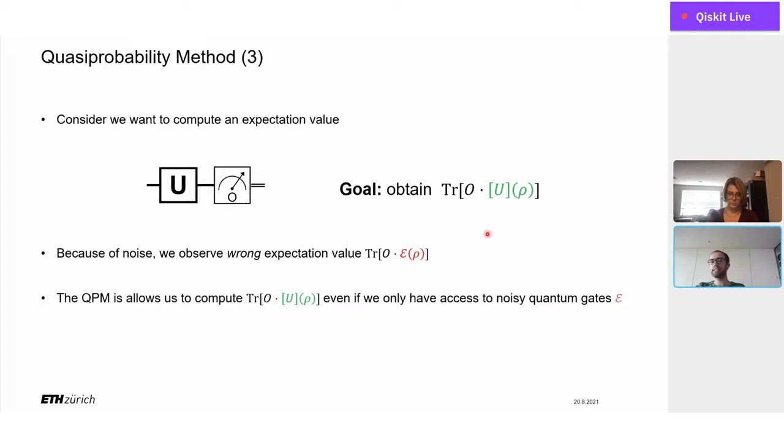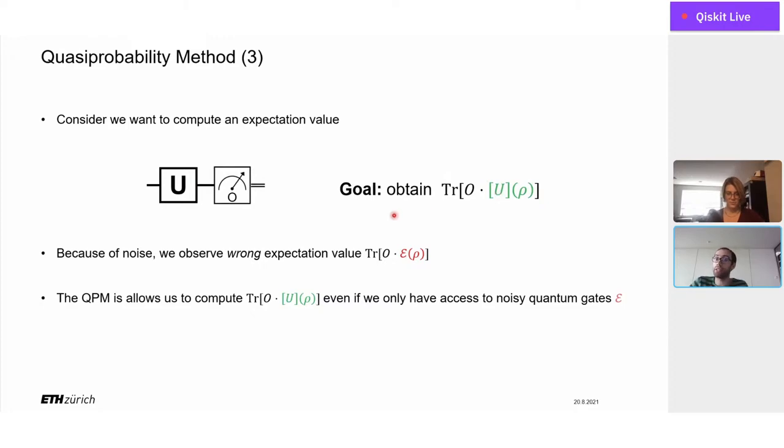So let's take the simplest example to illustrate the quasi-probability method. We're going to consider a circuit that contains one single gate. The quasi-probability method is always formulated such that at the end of your circuit, you care about some expectation value. So for the simplest example, we have a circuit with a single gate U, and then we measure the observable O on this output state of the gate U, right? By the postulates of quantum mechanics, the expectation value that you would like to obtain is described by this number here. It's the trace of the measurement operator times the state that you get out of your gate.